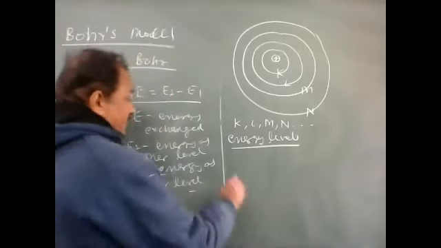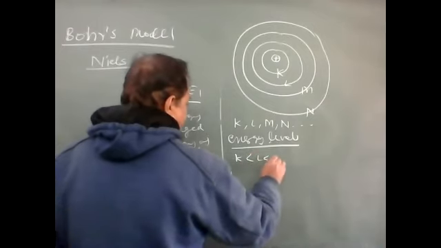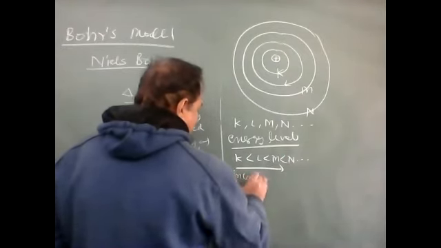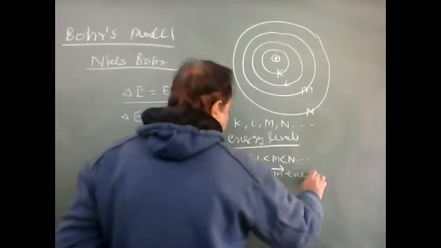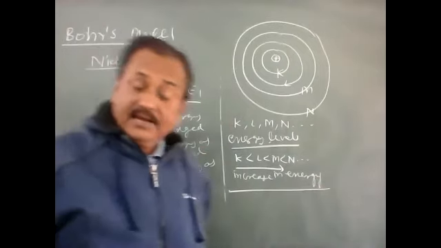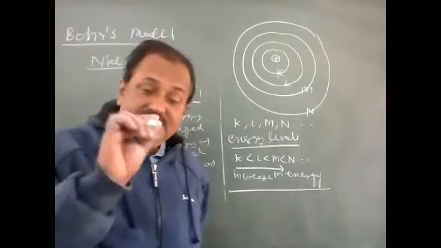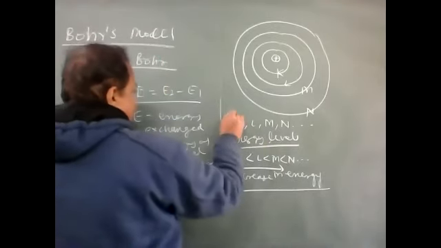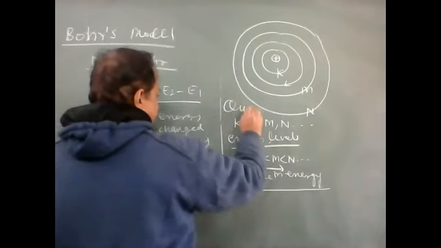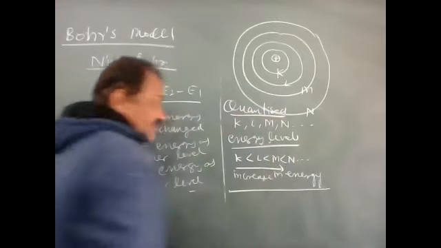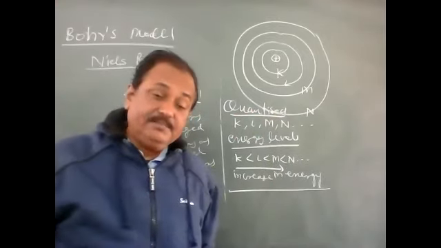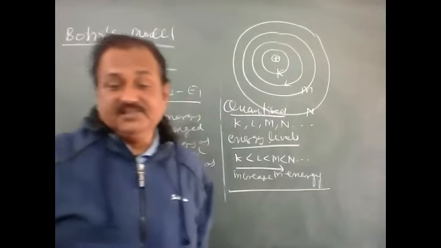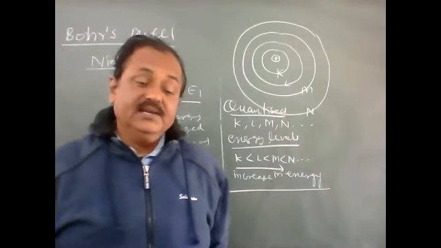And children, energy increases from K followed by L and so on. And one more point: the electron's energy is said to be quantized. This is a very important point. Quantized means as long as any electron is in a particular orbit, there is no change in energy, and the energy is said to be quantized. So the electron's energy is fixed, and we say it is quantized.